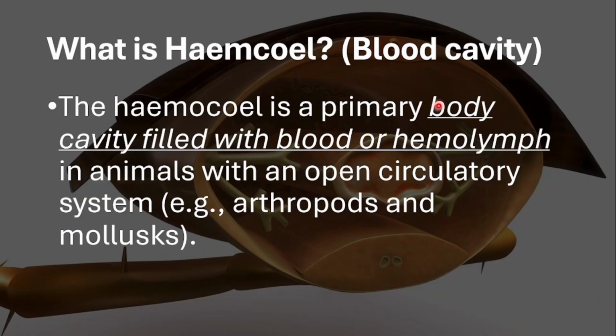So the hemocoel is the primary body cavity filled with what? Blood or hemolymph. Now, what is hemolymph? Think about it as animal blood, right? So the hemocoel is a body cavity that is filled with blood or hemolymph in animals with an open circulatory system. Examples are going to be arthropods and mollusks. But this cavity is filled with blood or hemolymph, which is animal blood, in animals with an open circulatory system. Now, human beings have a closed circulatory system, but certain animals have an open circulatory system.